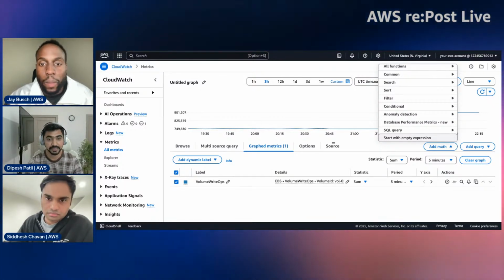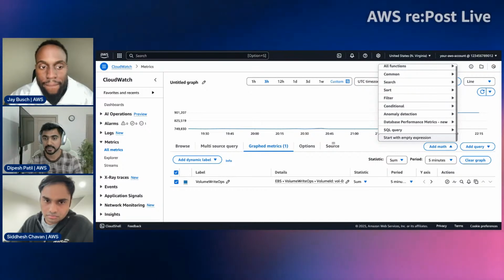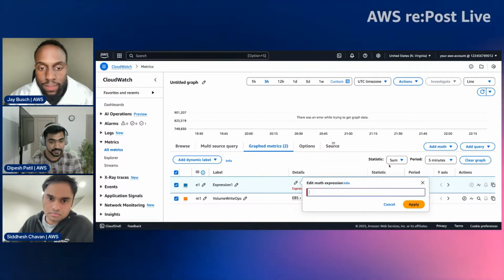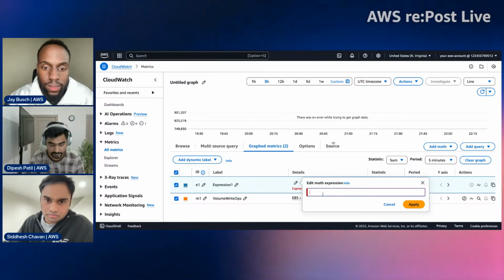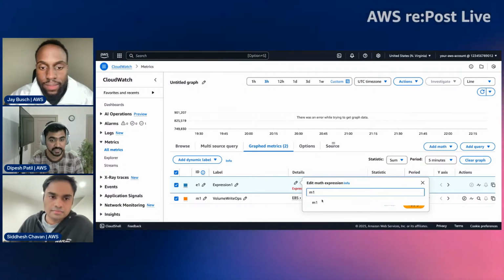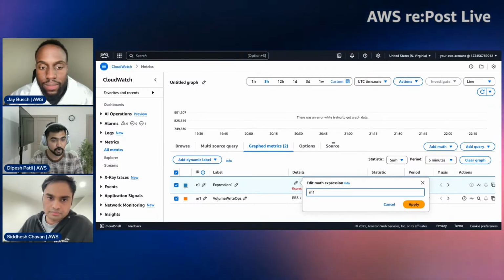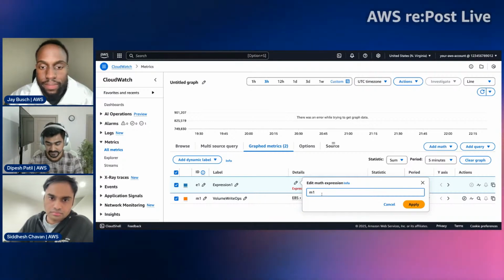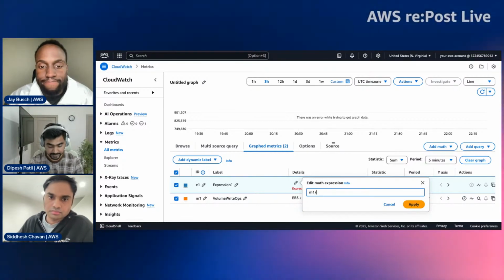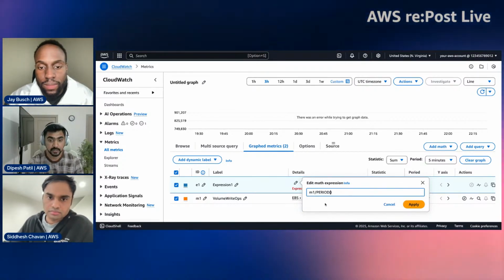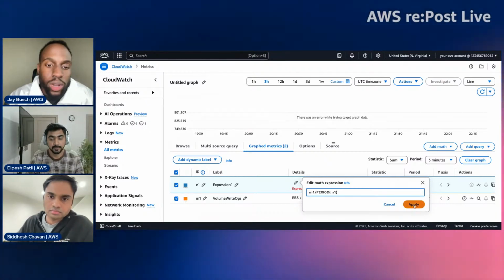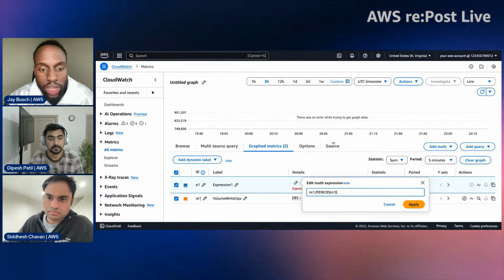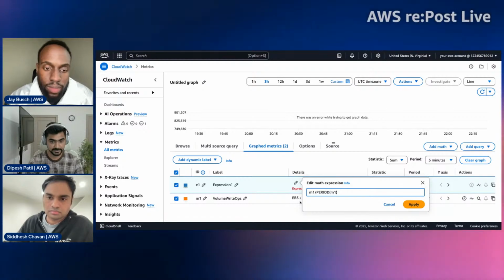In this case, it would be 300 seconds, but we can also use a math expression on the CloudWatch console itself. So what I will be doing here is using M1, which is the metric for volume write ops that we have selected, and we will be dividing it by the period for the M1 metric. And so M1 is just the ID of that metric, right? That's what you're using. That's correct.